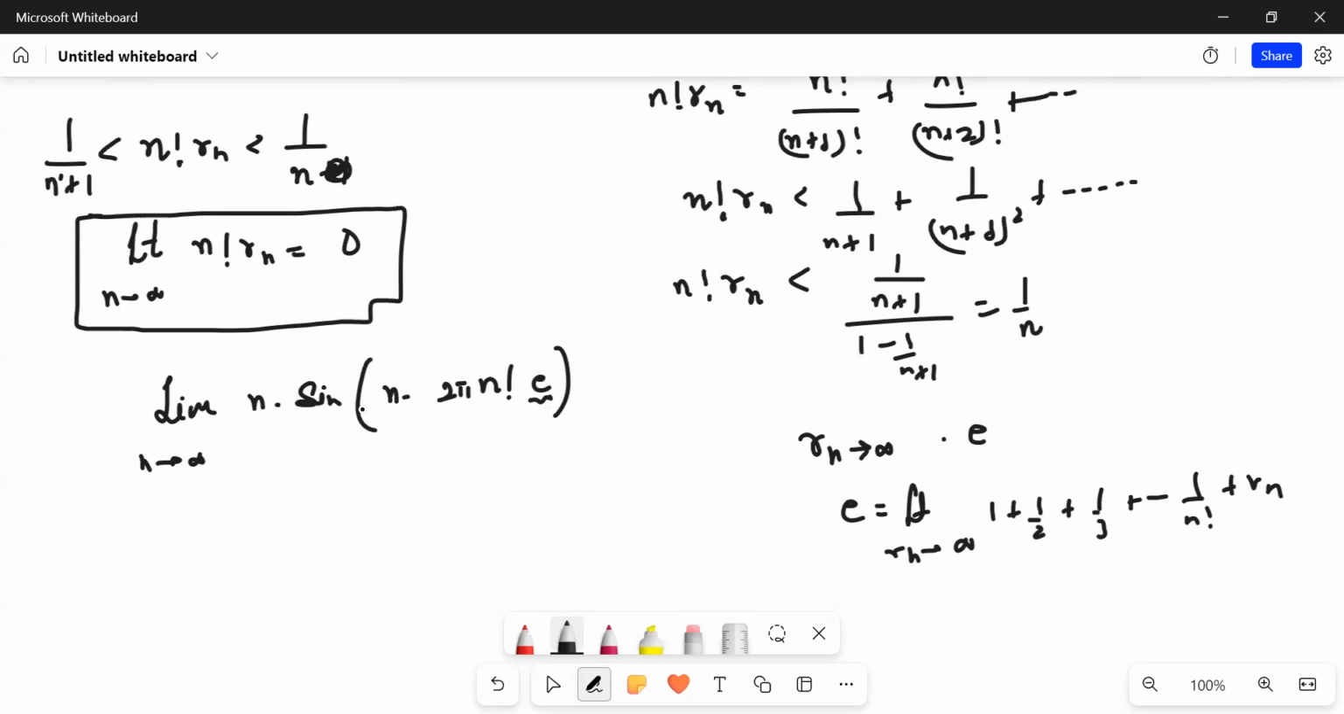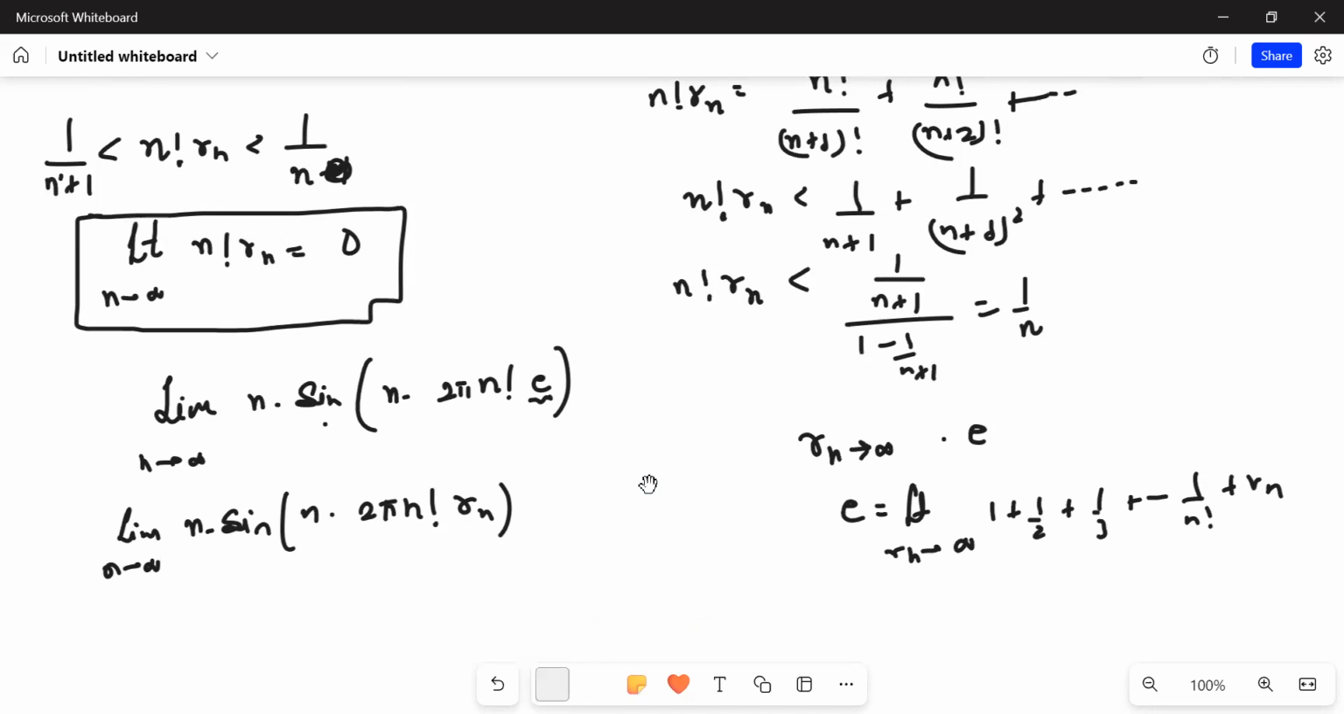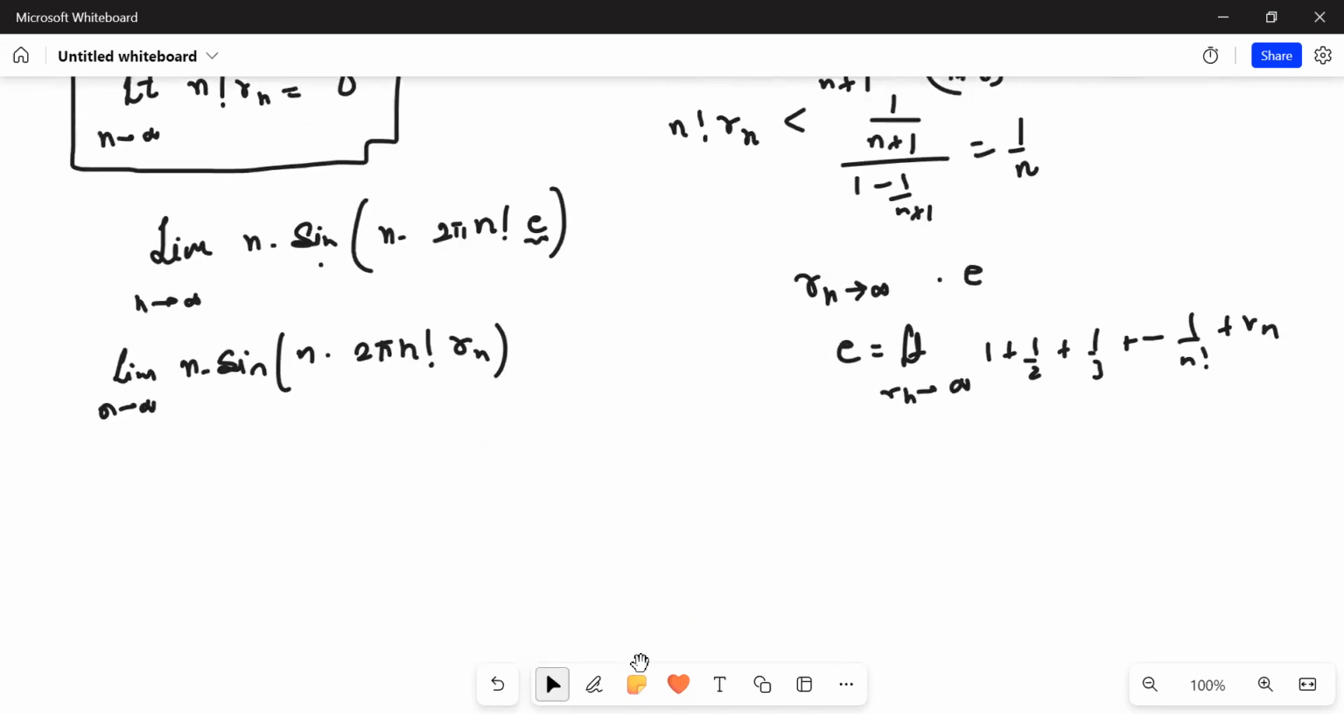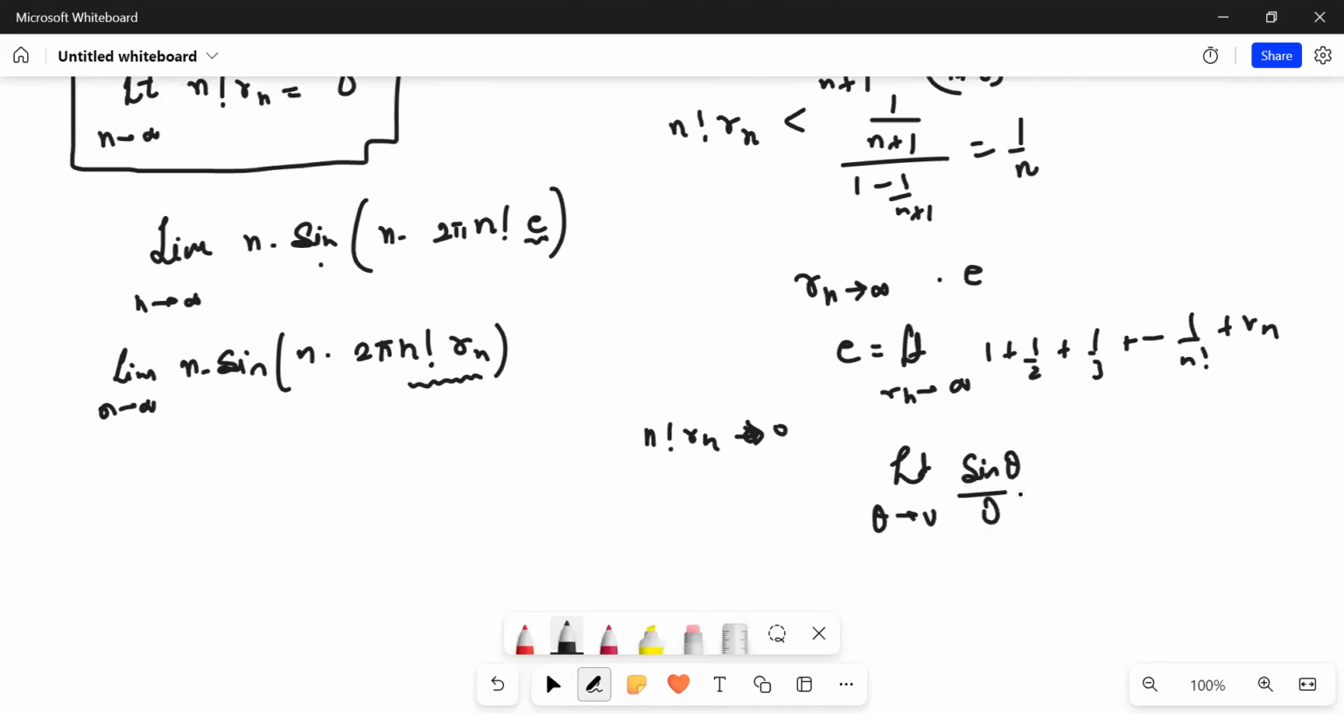So instead of writing e, I'll write the limit n tends to infinity of n times sine of 2 pi n factorial, and instead of e, I'll simply write Rn, because in the limiting case Rn tends to infinity is equal to e. And this I can only do because sine is a continuous function. This is something that I've already stated as a fact. We'll do it later on when we do continuous functions. Okay, now just pay attention to this. We know that n factorial Rn tends to 0. And we know one of the limits: as theta tends to 0, sine theta upon theta is 1.